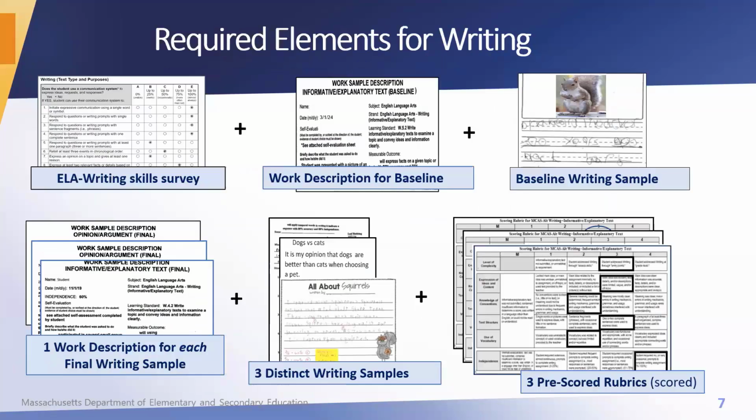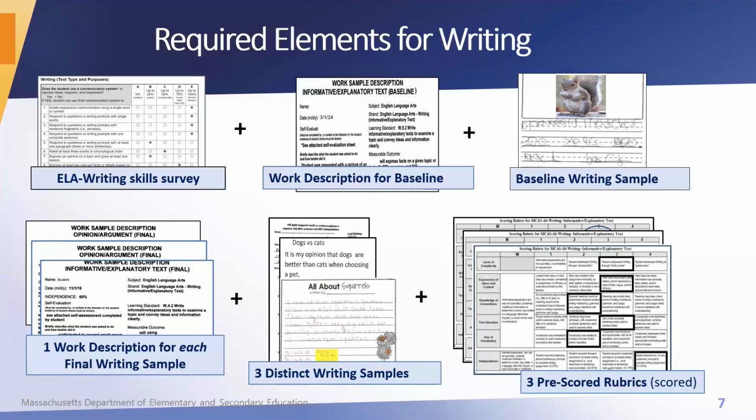This is what the required elements for writing would look like. So you have the skill survey first, a work description for the baseline, and then the baseline writing sample. Now, in this case, it was just a handwritten one. It could be, remember, anything. We're not going to score the baseline. It's for you to determine what you want to work on before you do your final samples.